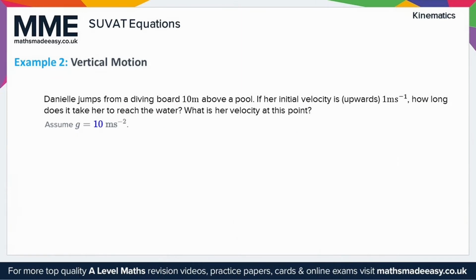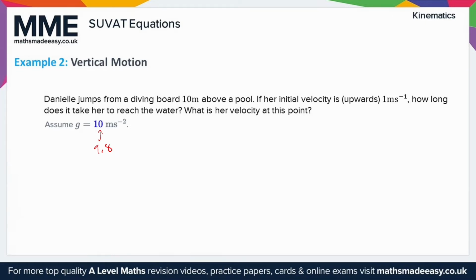Okay, so Danielle jumps from a diving board that's 10 meters above the pool. If her initial velocity is upwards 1 meter per second, how long does it take her to reach the water, and what is her velocity at this point? Assuming that g equals 10 meters per second squared. So a good thing to note there is that is a little bit different than we would normally do. Normally we'd use 9.8, but because the question has explicitly said 10, we'll use that.